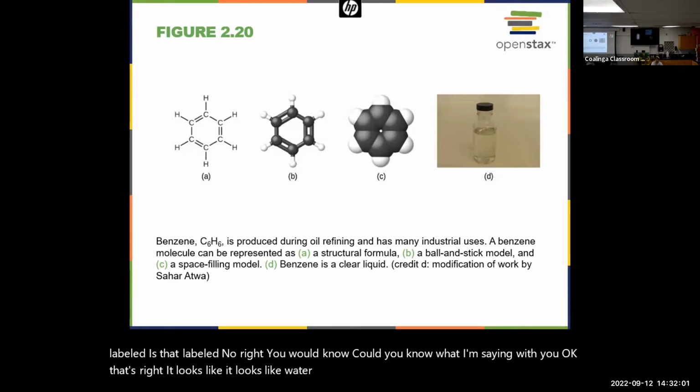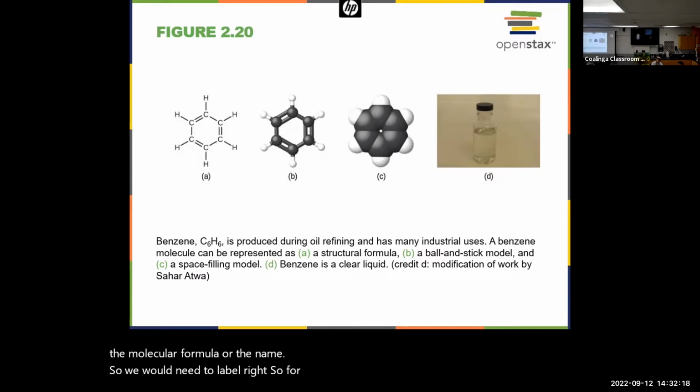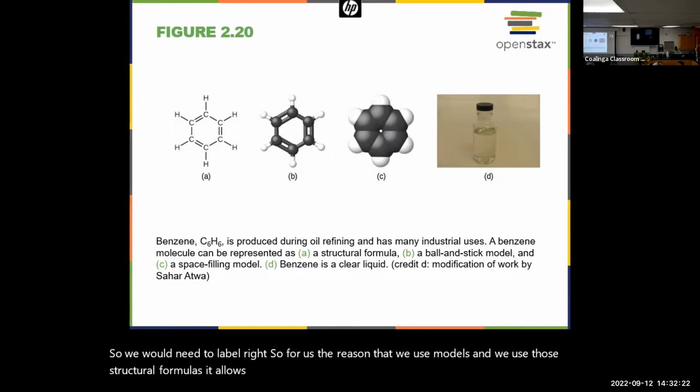The way that you could tell it's benzene, right? You wouldn't know. So we need to put either the symbol on it, the structural formula, or the molecular formula, or the name, right? So we would need to label it. For us, the reason that we use models and those structural formulas is that it allows us to recognize what that compound looks like. And from that look, we can kind of guess how it's going to behave, right?